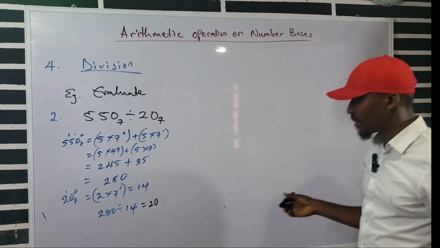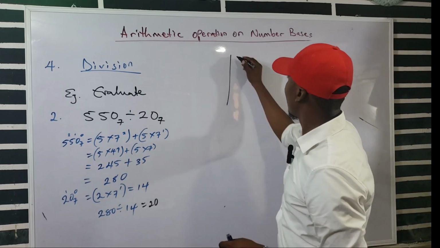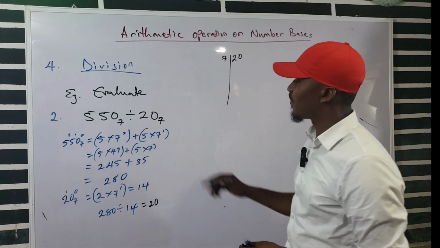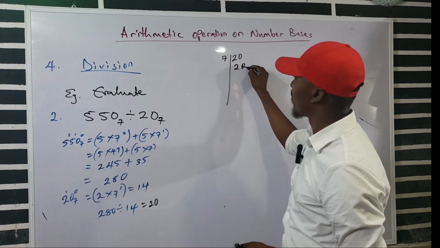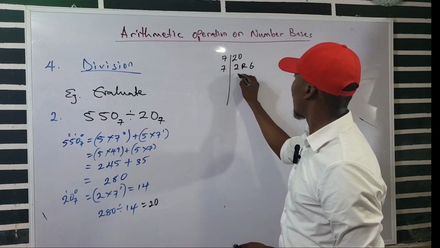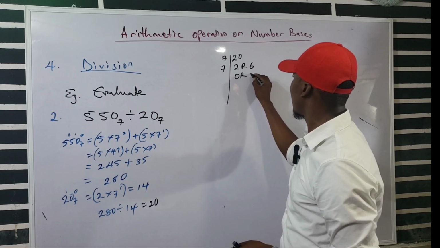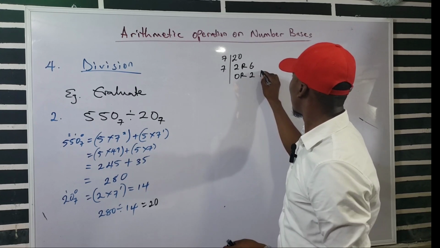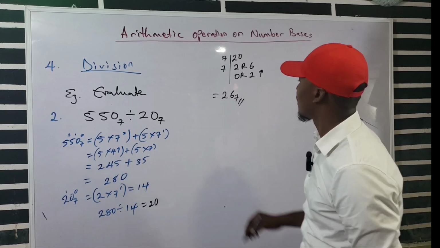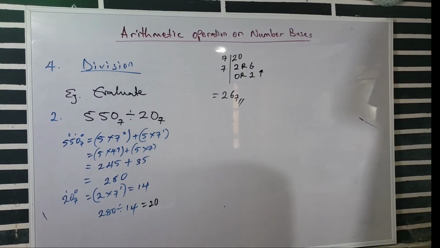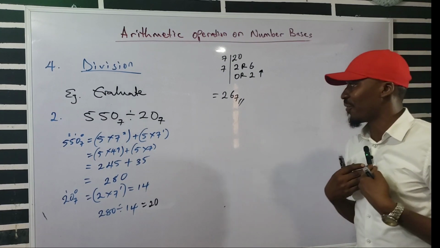So with this 20 now, you can come here and convert back to base 7. Dividing by 7 here gives 2 remainder 6, and dividing by 7 again gives 0 remainder 2. So what is your answer? Your answer is 26 in base 7. So this is, like I said, the method that I prefer.